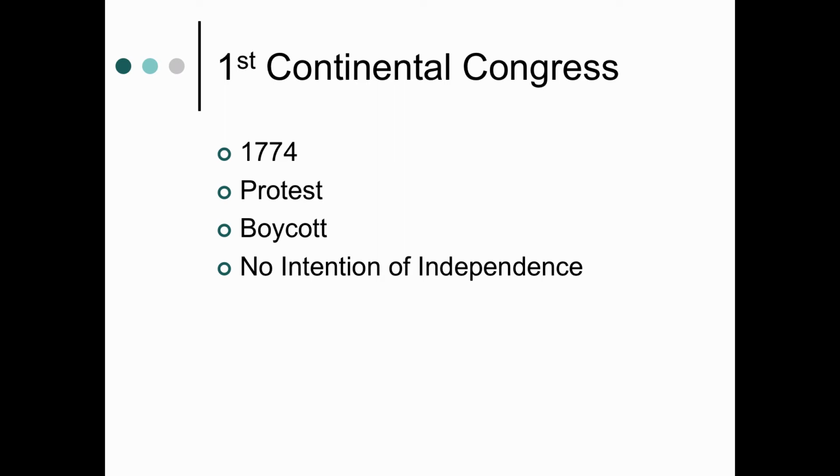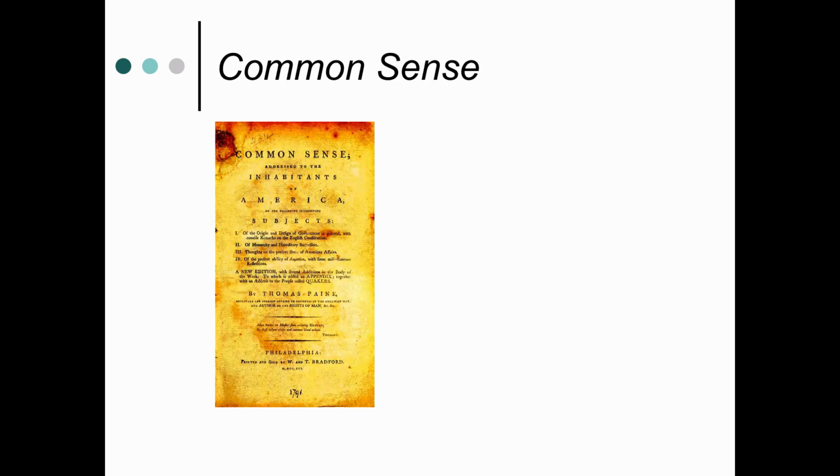Between this idea of the First Continental Congress, where they're not trying to be independent, and the Second Continental Congress when they wrote the Declaration, what happens in the middle is the publishing of a pamphlet called Common Sense. This pamphlet was circulated and many people wrote, and it's by Thomas Paine.